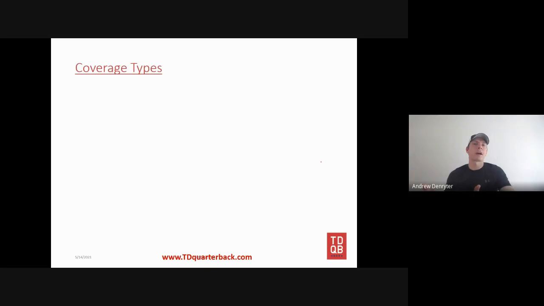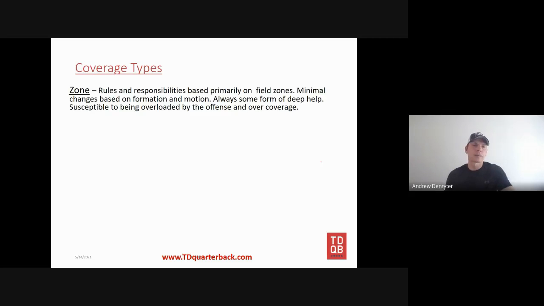Coverage types. What are the different types of coverages that we can see? Well, the first one we're going to talk about, and this is what we'll primarily discuss this week and next week, is zone coverage. When we're talking zone coverage, we're talking rules and responsibilities based primarily on the field zones, with minimal changes based on the formation and motion from the offense. So the defenders have a zone, or multiple zones, they're responsible for, and there isn't a whole lot of change.